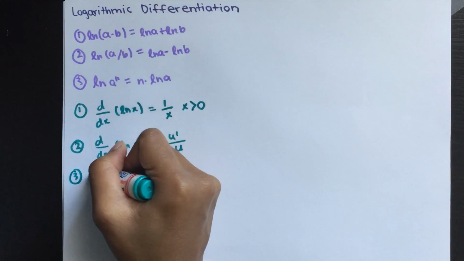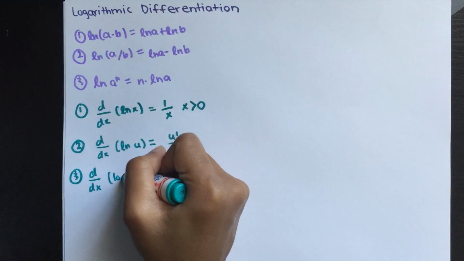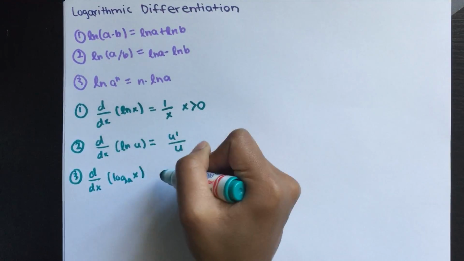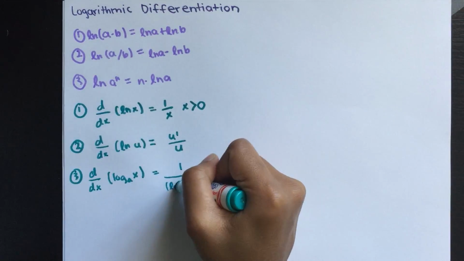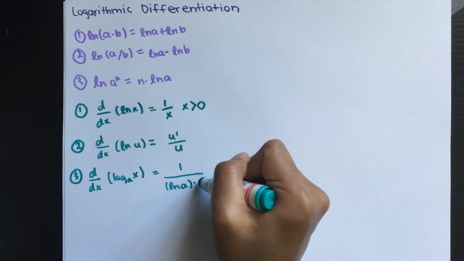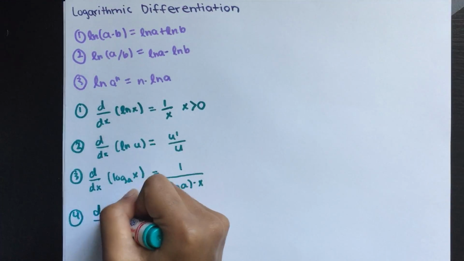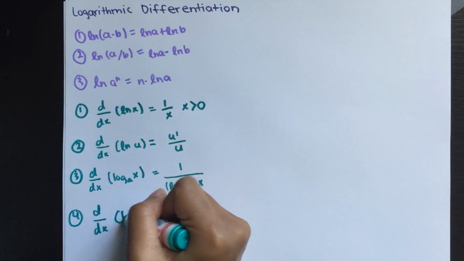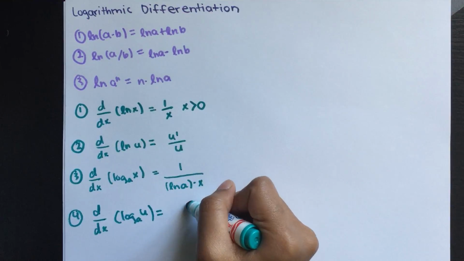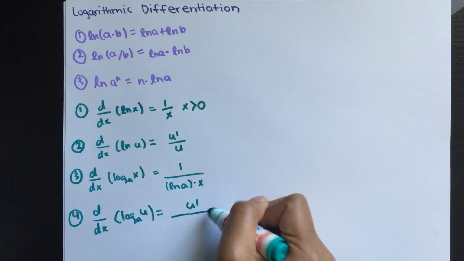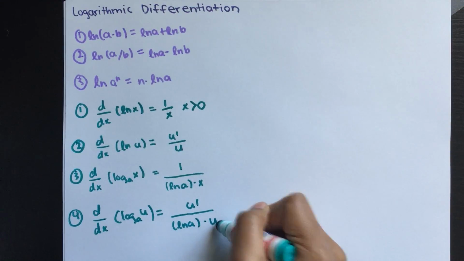And the third rule is that the derivative of log base a of x is 1 over the natural log of a times x. And the fourth rule is the derivative of log base a of u, where u is a function, is the derivative of that function all over the natural log of a times u.